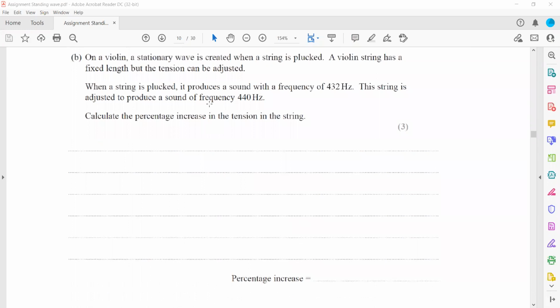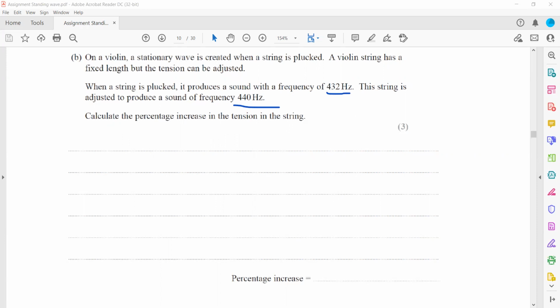The next one, in a violin, a stationary wave is created when a string is plucked, and a violin string has a fixed length but tension can be adjusted. When a string is plucked, it produces a sound of frequency 432 Hz. The string is adjusted to produce a frequency of 440 Hz. Calculate the percentage increase in the tension. Like how we are changing the frequency, and they're asking what should be the percentage increase in the tension.